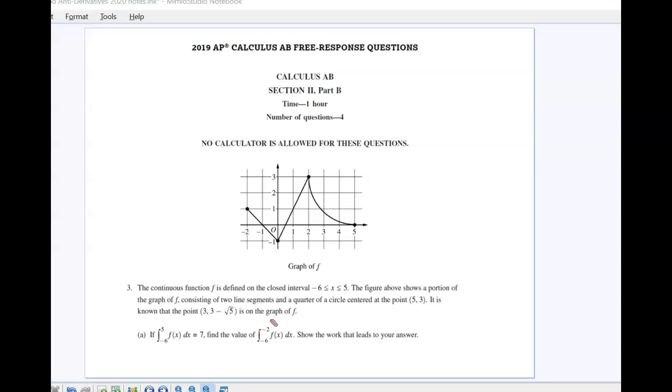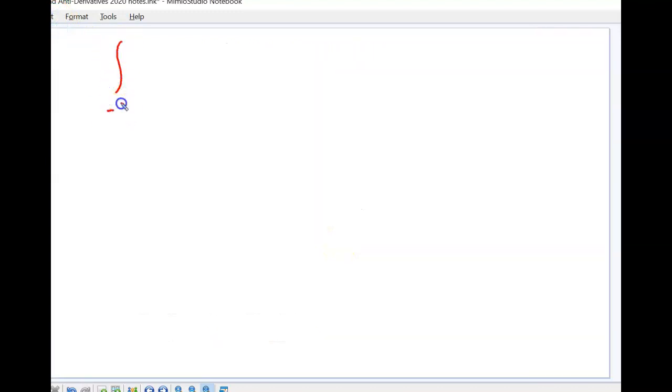We know that this portion of the graph is a quarter of a semicircle with the center at the point 5 and 3. So we're going to use that to help us find the area under the curve from 2 to 5. But let's first figure out if I can find the area from -2 to 5 on this graph. So the first thing I'm going to do is find the integral from -2 to 5 of f of x dx.